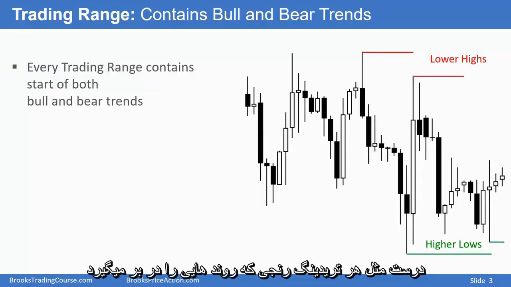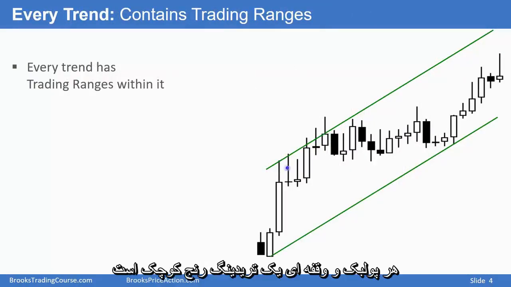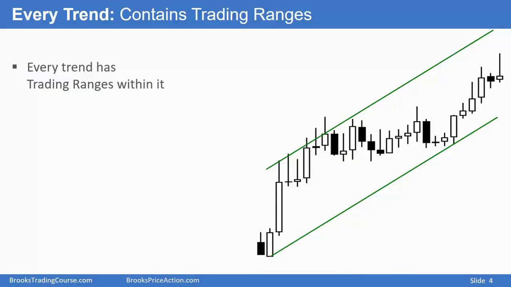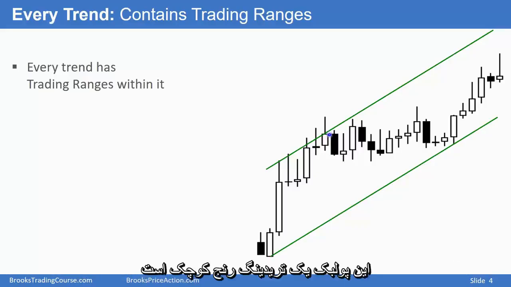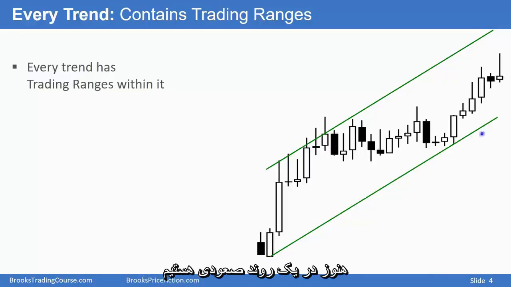Just as every trading range contains trends, trends contain trading ranges. Every pullback and pause is a small trading range. And you can tell that by looking at a smaller time frame chart. Here, there's no actual pullback, but it's still a pause in a trend. Here is an actual pullback, and a pullback is a small trading range. So this is a small trading range. This pullback is a small trading range. It extended on and formed a 10 or 15 bar trading range. Yet we're still in a bull trend.